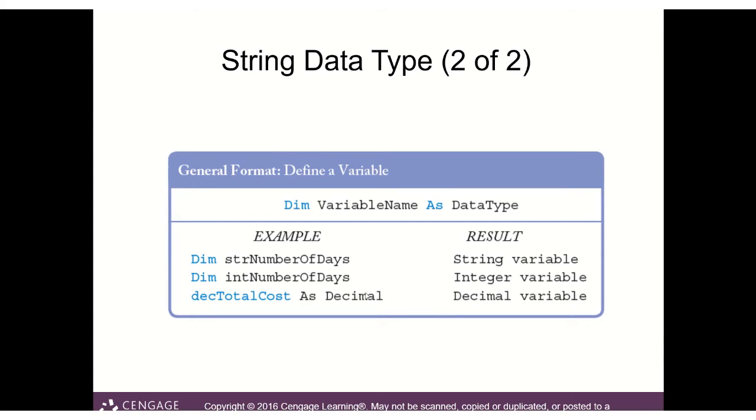Now the general format, you do it in this way: Dim variable name As data type. So for example, string number of days, you declare a string variable. Then you have integer number of days, Dim number of days As Integer, you use the integer variable. You do Decimal, and then you create a decimal variable. So As Decimal, if you do, then that is a decimal variable. Okay.